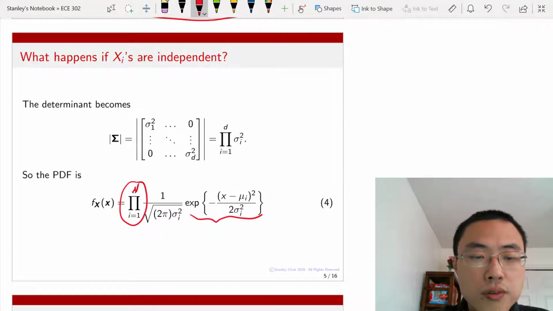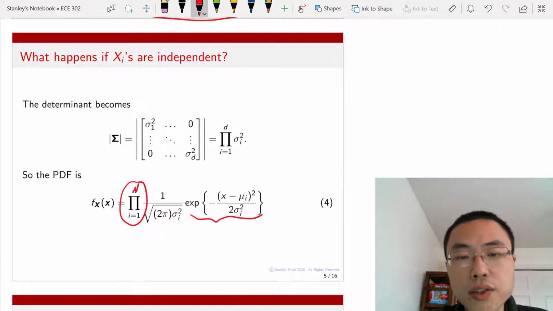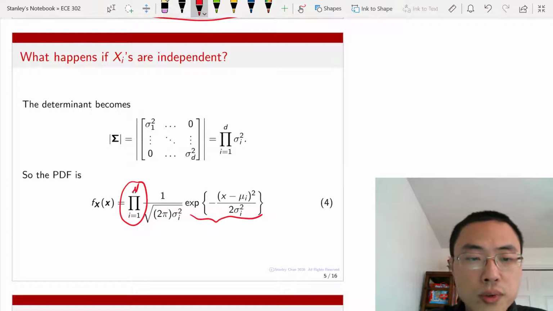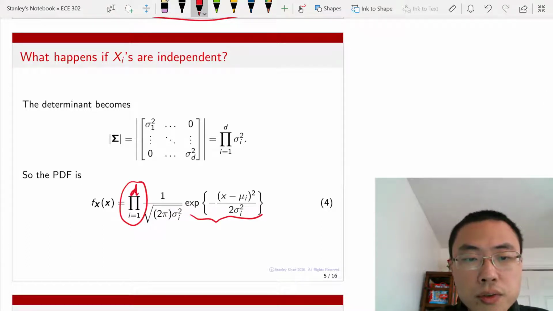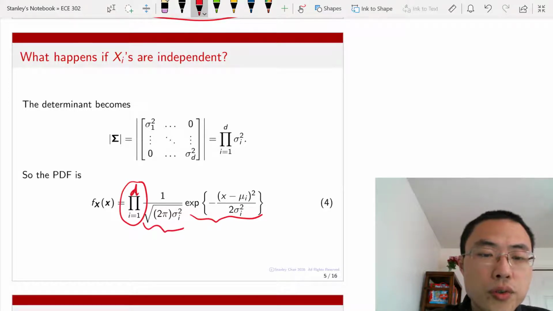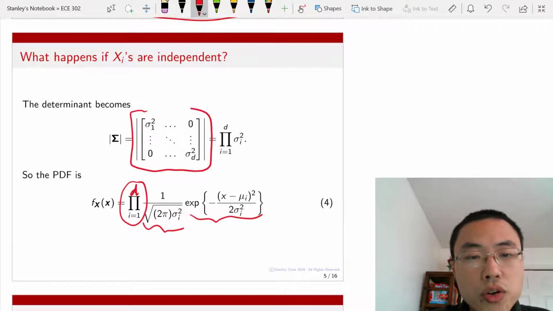In this, i going from 1 all the way to n stands for all the possible elements. So this is not n. This is actually d. Okay. And so now what happens to this constant term? The constant term, of course, you need to take care of the determinant. The determinant of this diagonal matrix is just the product of the diagonal.